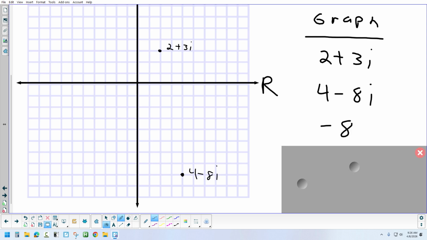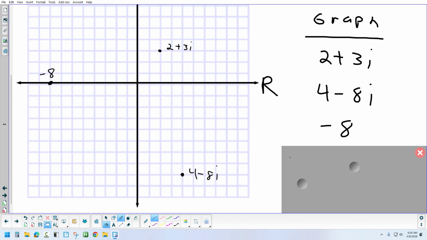Okay. How about negative 8? Lefty. Yep. So that's real. Negative 8 is a real number, so you're going to go 8 units in the negative direction on the real axis. Okay, that's right there.